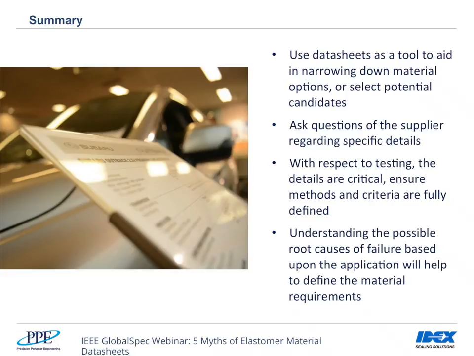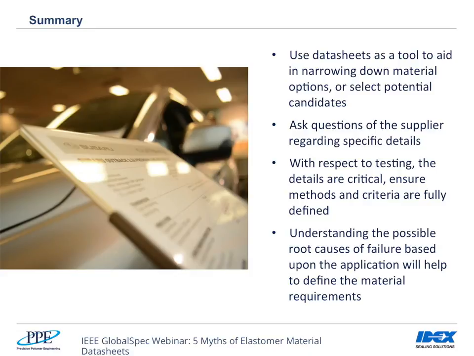In summary, use datasheets as a tool to help define a short list of material candidates which may or may not be suitable for your application. If there is information missing or you require further validation, speak to your supplier, they should be able to help you with this. When it comes to testing, make sure that all the details are fully defined, whether that's with respect to the method or the criteria. For example, how pressure is applied or removed can be crucial in terms of the influence on the results.